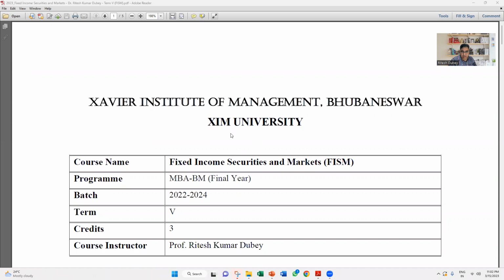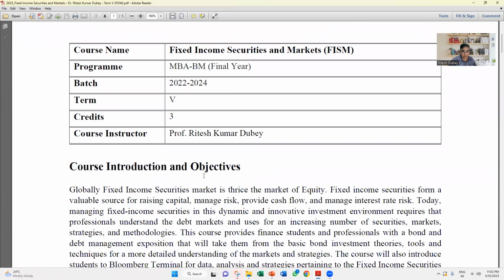Okay, the first one that we have is basically Fixed Income Securities and Markets. This is going to be there in term 5, and this is going to be an interesting subject.